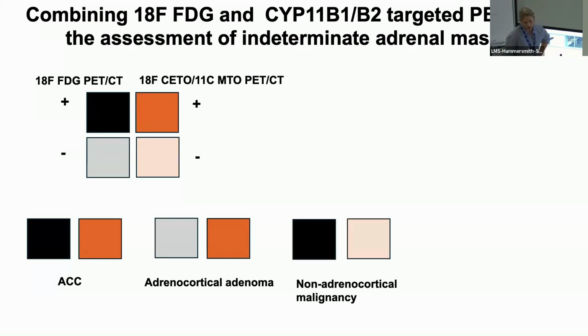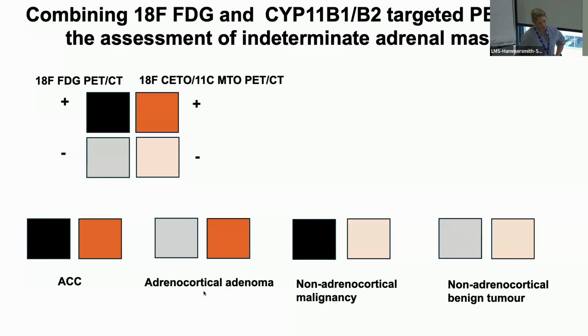What about a non-adrenocortical tumor? For example, metastases, well, of course, this will have no uptake on either 18F-CETO or 11-C-metomidate, but will be metabolically active on fluorodeoxyglucose PET-CT. And finally, what about a mass that is large, say greater than 4 centimeters, heterogeneous, but has no uptake on either FDG PET-CT or CETO or metomidate? Well, this is likely to be a non-adrenocortical benign tumor, for example, a ganglioneuroma.